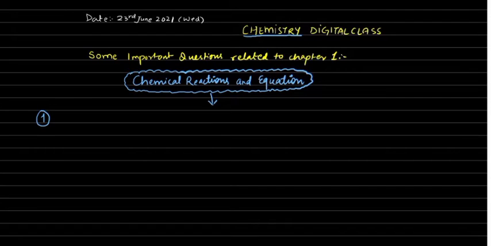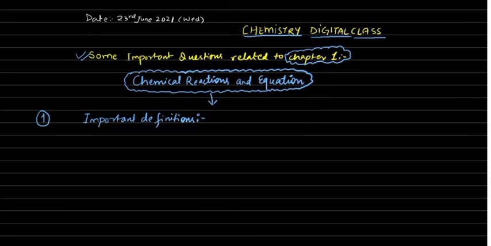Dear students, as you know, we have finished our chapter 1, chemical reactions and equations. So today, in this last class of chapter 1, I would like to tell you some important questions related to this chapter. First, about important definitions. Please pay attention and try to understand the different meanings of the definitions.